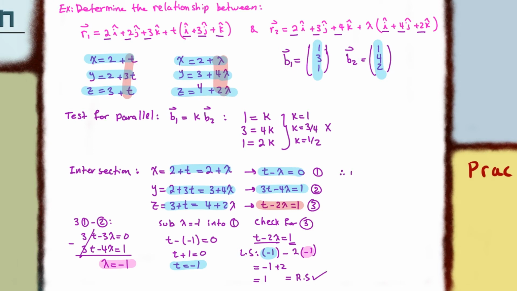Since the values t equal to negative 1 and lambda equal to negative 1 are consistent for all three equations, we know that the two lines will intersect for lambda equal to negative 1 and t equal to negative 1.